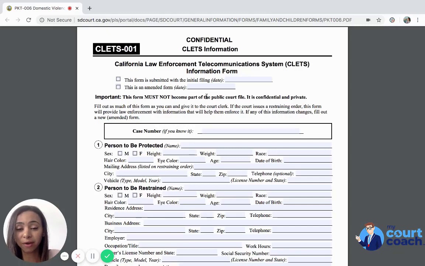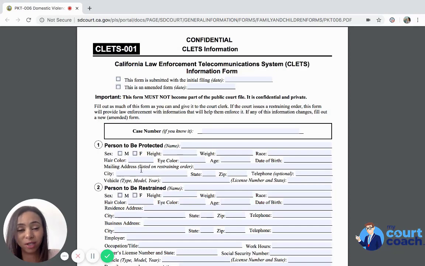So it's either going to be submitted within the initial filing, so the day that you file your request for a domestic violence restraining order, or it can be amended. It can be modified because you learned some additional information about the other party, or you learned more information, like that they received a tattoo and you needed to update this CLETS form to include that tattoo. And I'll get to why that particular statement is important. But you can go ahead and amend it.